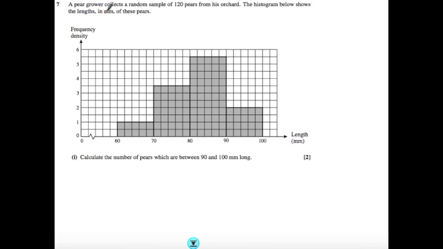Right, so on to question 7, which looks like a histogram. So a pear grower collects a random sample of 120 pears from his orchard. The histogram below shows lengths in millimetres of these pears. So first of all, calculate the number of pears between 90 and 100 millimetres long. So this shouldn't be too bad. This is pretty standard. So they're just showing that you understand that the frequency on a histogram is the area. So for 90 and 100, the class width is 10 and the height is 2. So that'll be 20. It's not so bad.